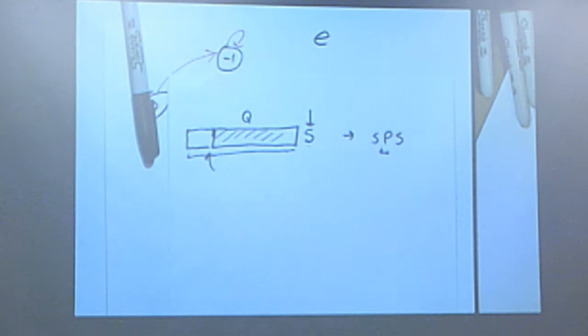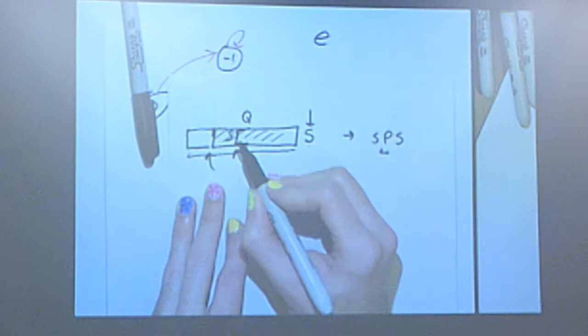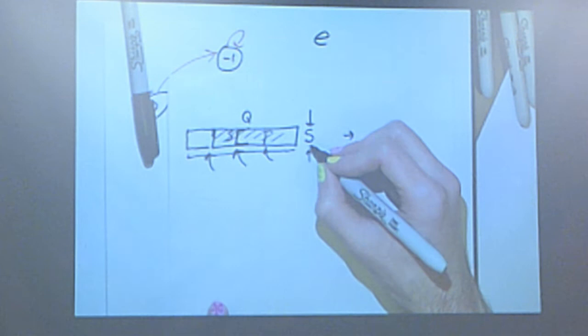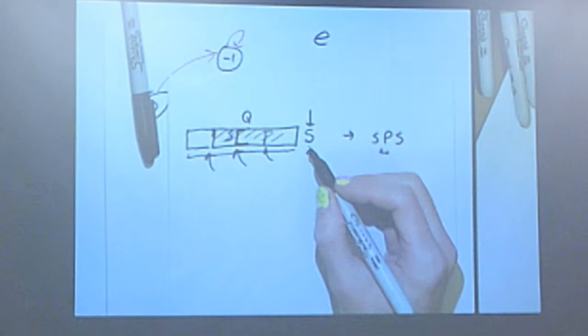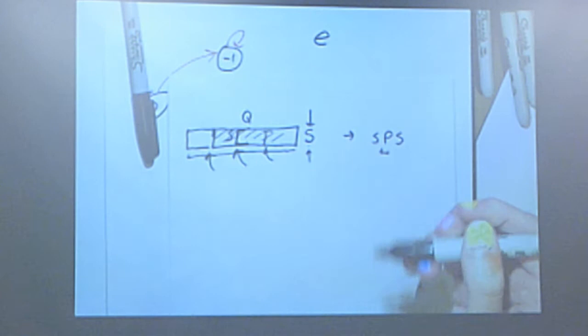Otherwise, if there's no S here, then we try Q's suffix link and see if maybe there's an S there, and if not, we'll just continue going until we find one. We might end up at the null node, but once we end up at the null node, we'll just be checking this S with itself, and we'll say, okay, we found our longest suffix palindrome, it's just S. So that's how, after we add a new node, we can figure out what the new longest suffix palindrome is. Then we can create this edge here.